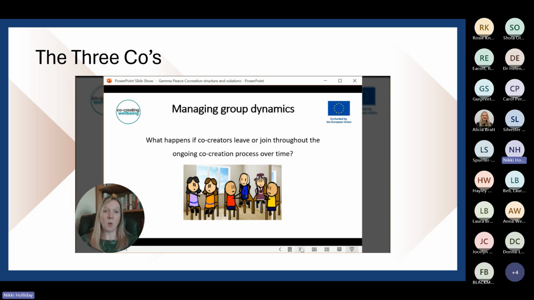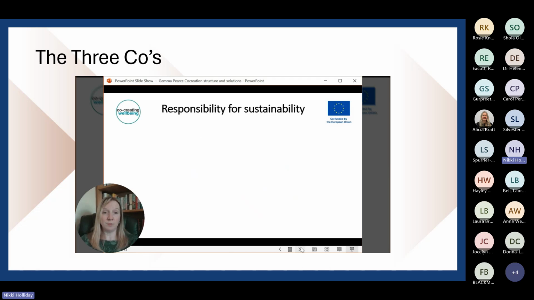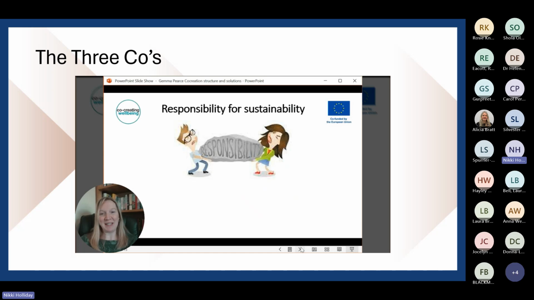But this is where it's really important to discuss things like ownership and IP, as well as who will take responsibility, and how the different people are involved in what different roles. And then this leads to that responsibility for sustainability.